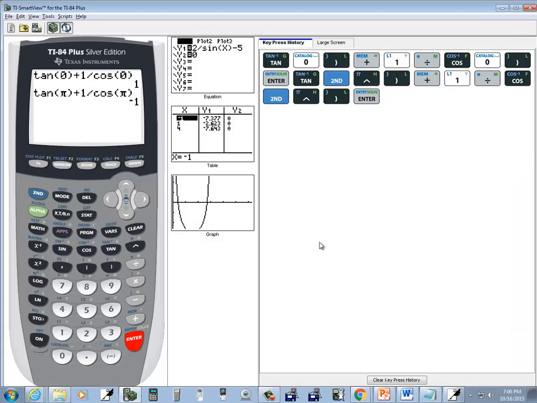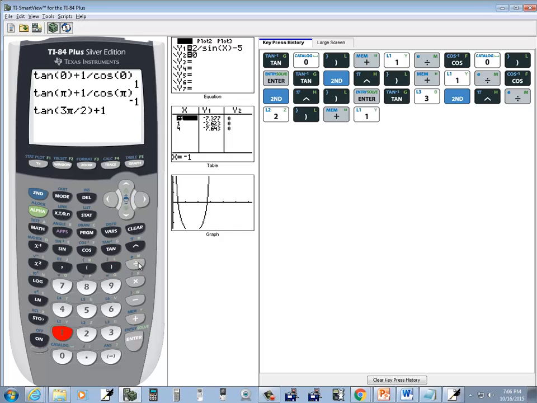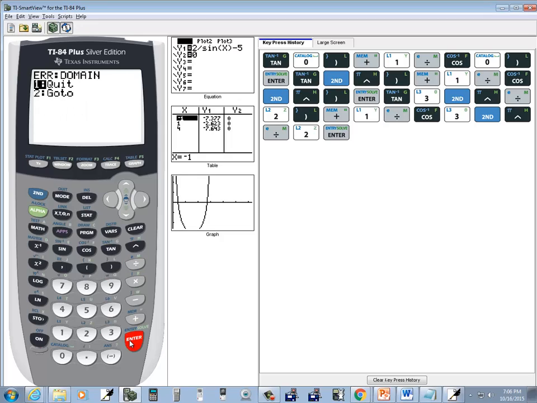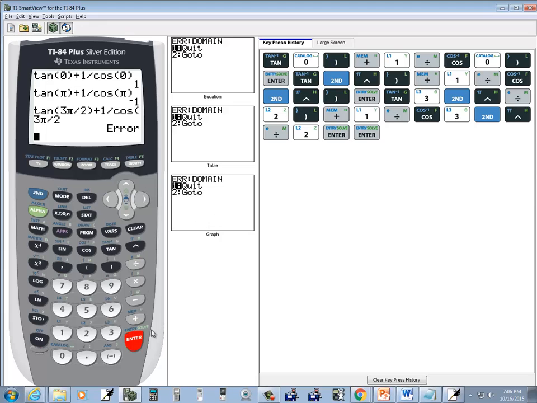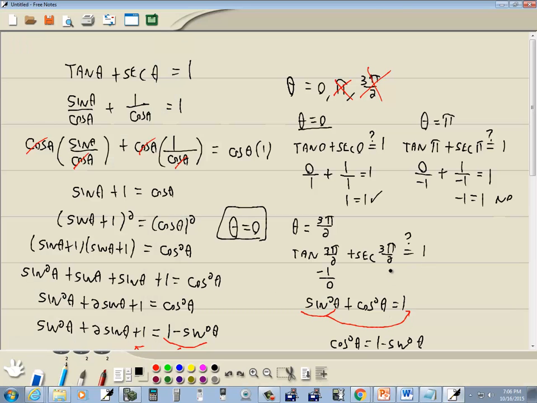Now let's do 3 pi over 2. So I got tangent 3 pi, so second caret, divided by 2, closing parentheses, plus 1 divided by cosine 3 pi over 2. So do 3 and then second caret for the pi, divide by 2, and press enter. We get an error domain. That's because it's undefined. Remember what we found when we talked about this right here. We get negative 1 over 0. So again, our only answer is theta is equal to 0.